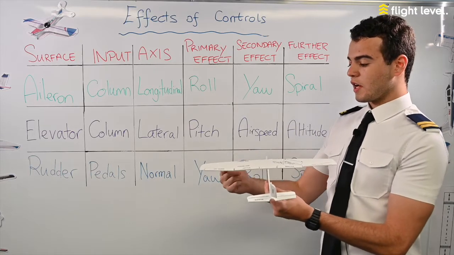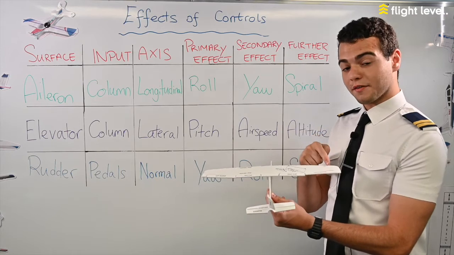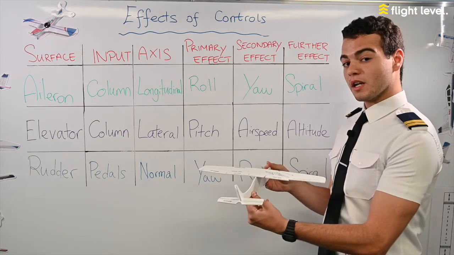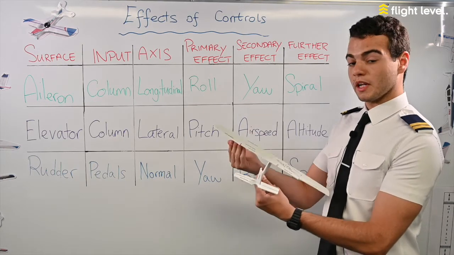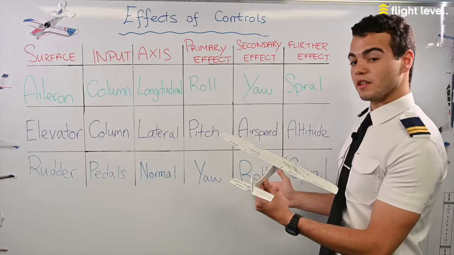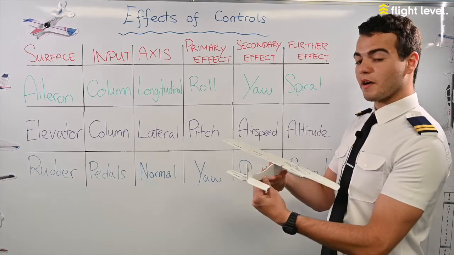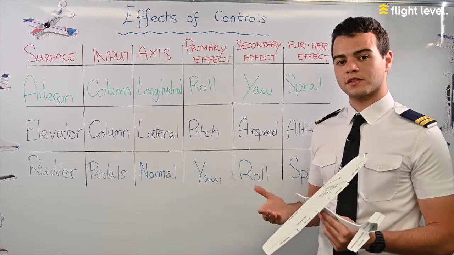And since now this wing is traveling further than the left wing, it's creating more lift. And by creating more lift, the wing will lift up. As the wing will lift up, we then encounter our secondary effect, the roll. The further effect would then be the spiral. And those are the secondary and the further effects of the controls.